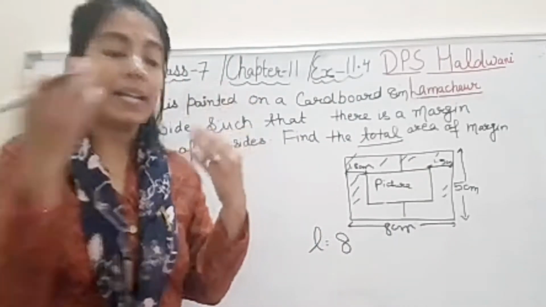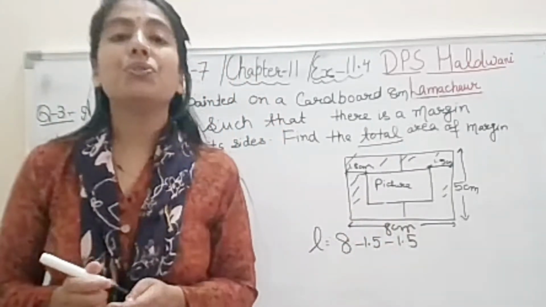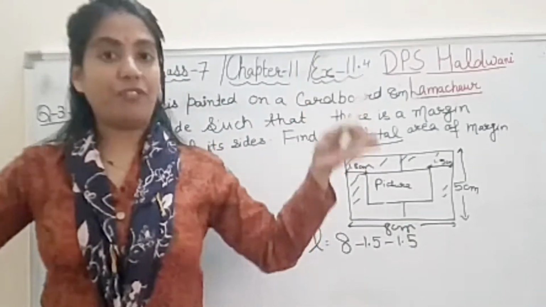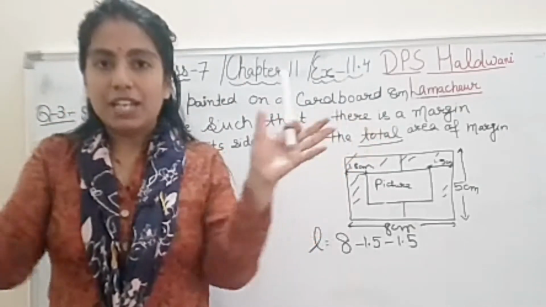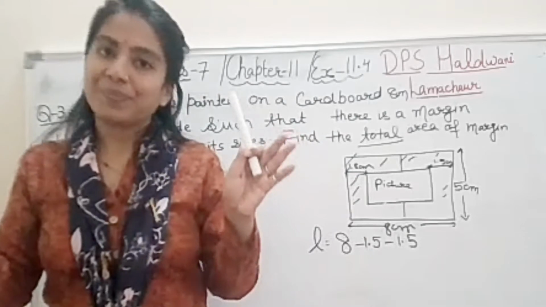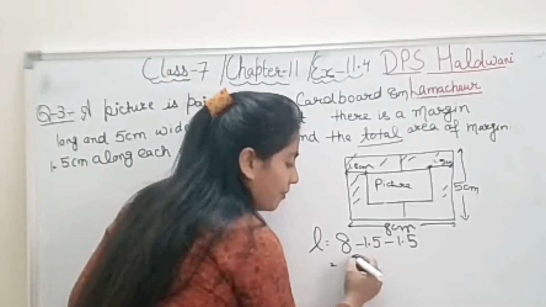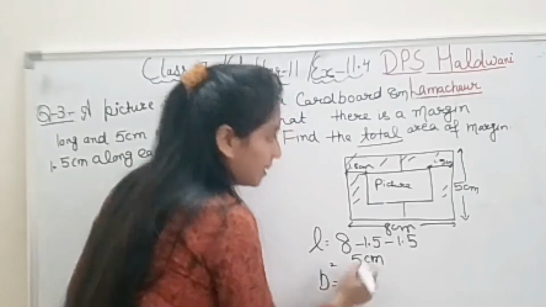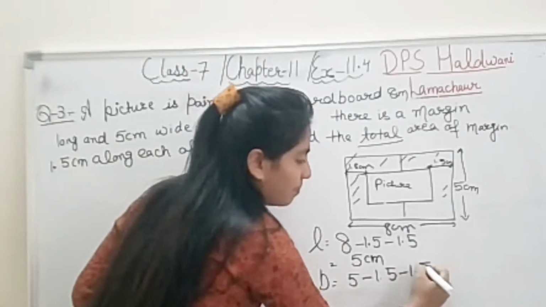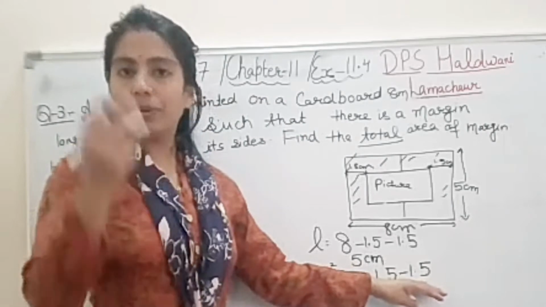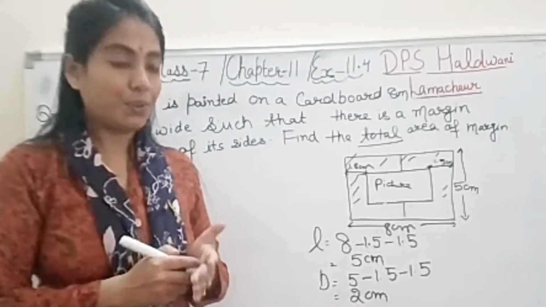So you will subtract 1.5, minus 1.5. In the previous question you added because you had to find the total, but here you have to find the picture's, so vice versa: from the total, you will subtract the extra. That will be the length of the picture only. So 8 minus 3 is 5 centimeter. Similarly, the breadth total is 5. So 5 minus 1.5 minus 1.5. 1.5 plus 1.5 is 3. So 5 minus 3 is 2 centimeter.